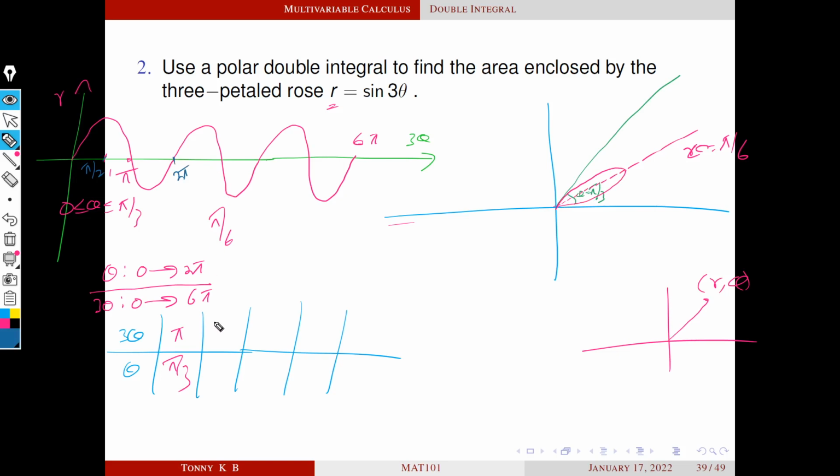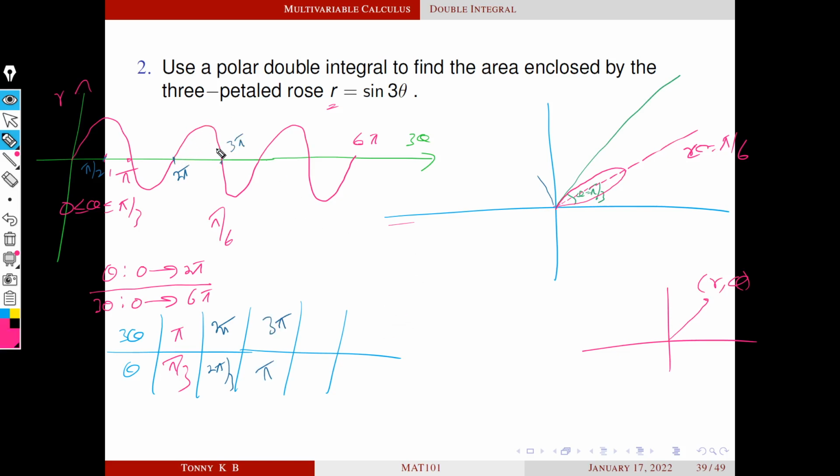This point is 2 pi. So 3 theta equal to 2 pi means what about theta? Theta is 2 pi by 3. Okay, so suppose this is our 2 pi by 3. When theta reaches 2 pi by 3, again r is starting, we can plot the points because r is 0 and increasing and r is positive.